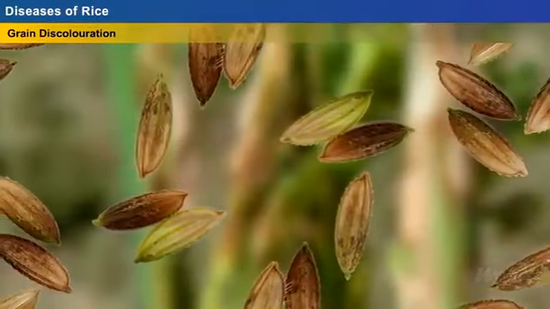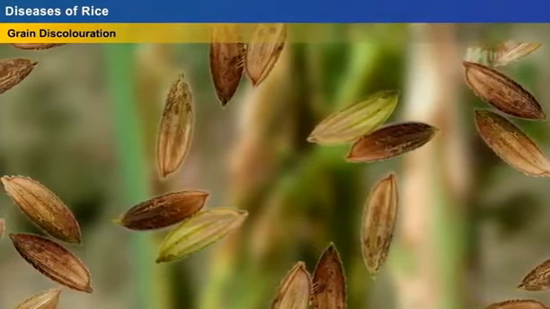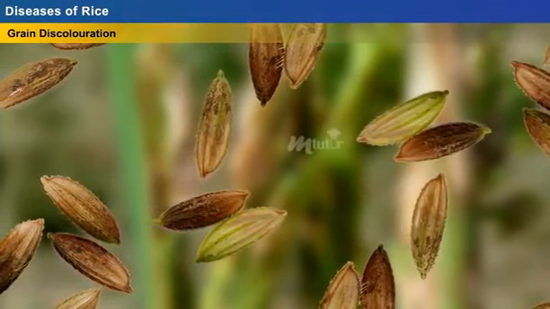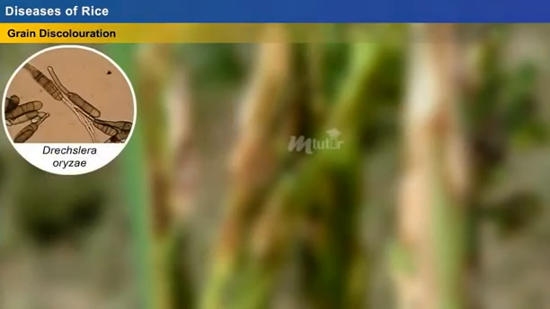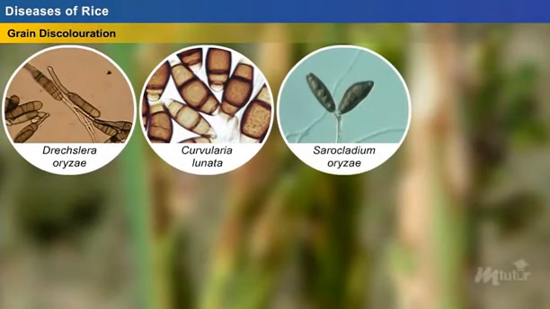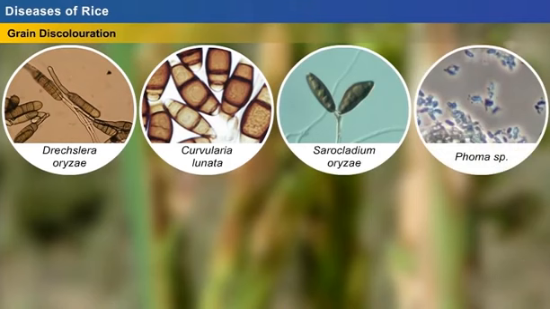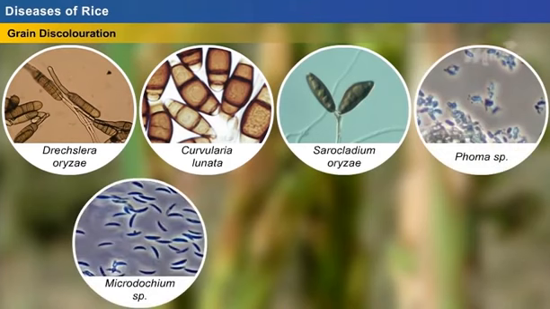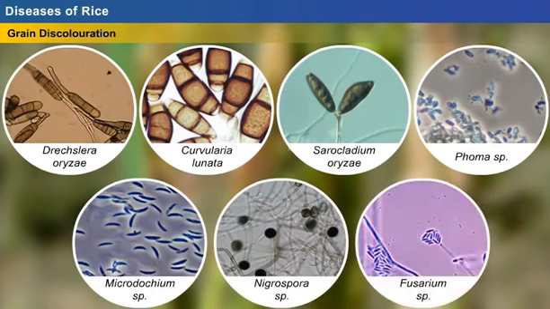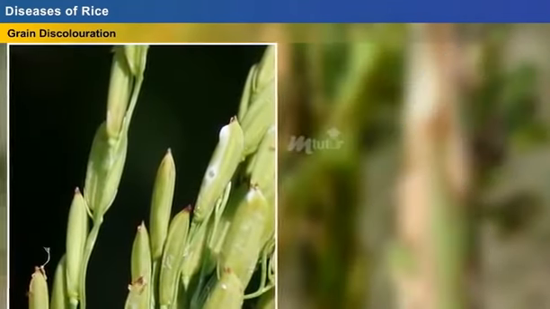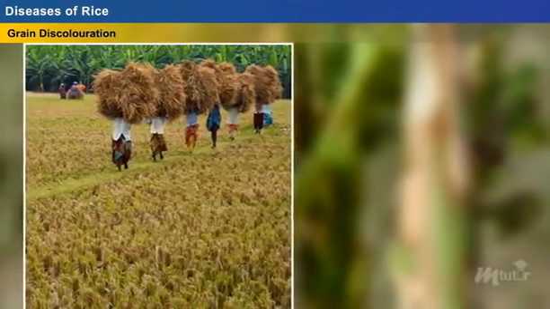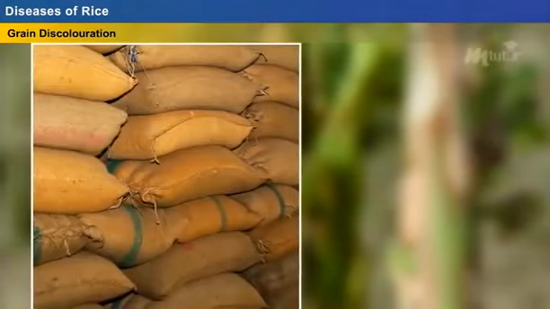Grain discoloration. Rice grain discoloration is a serious disease caused by a wide range of microorganisms such as Drechslera oryzae, Curvularia lunata, Sarocladium oryzae, Phoma species, Microdochium species, Nigrospora species, and Fusarium species. The grains are subjected to infection either after milk stage or after harvest or during the process of storage.